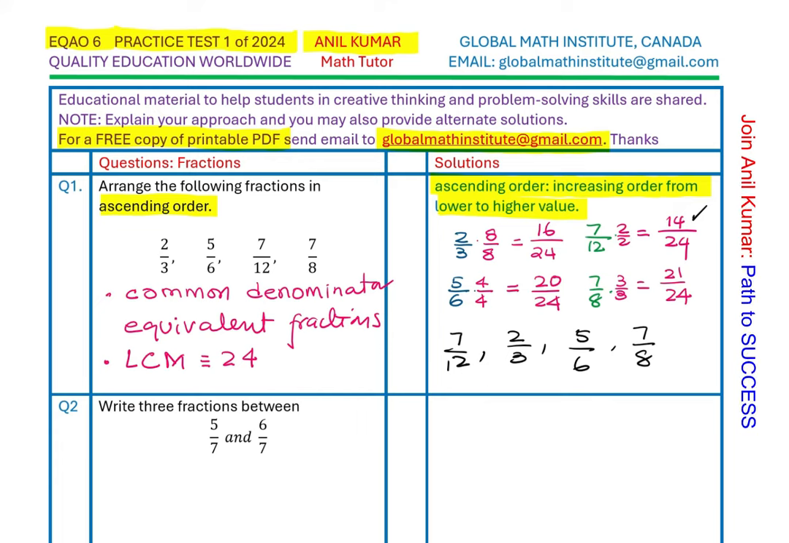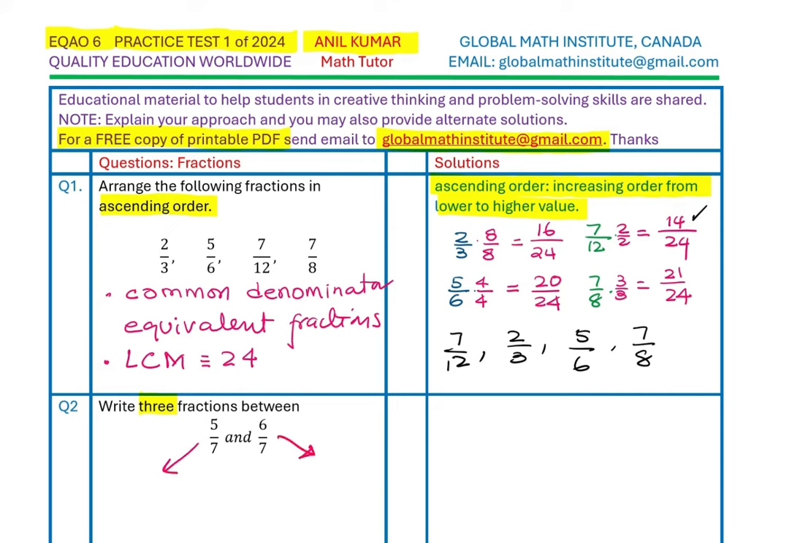Question number 2 is: write three fractions between 5 by 7 and 6 by 7. I have seen many students struggling with this kind of question. How can they write fractions between 5 by 7 and 6 by 7? And that too, we want them to write three fractions. Can you tell me how we can do it? Well, here is a very interesting technique. Think like this. Let's write equivalent fractions for these also.